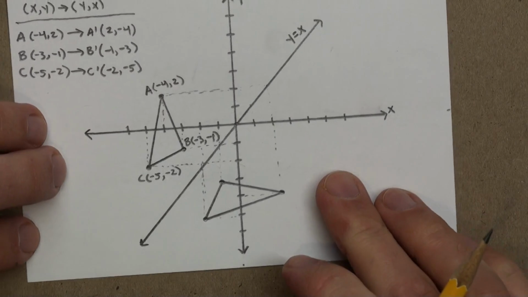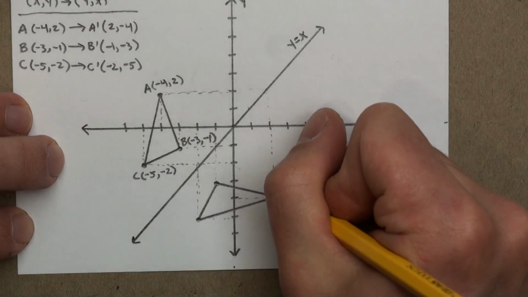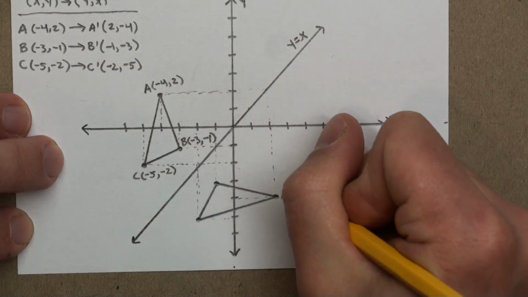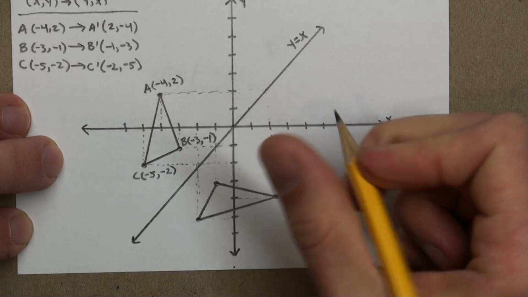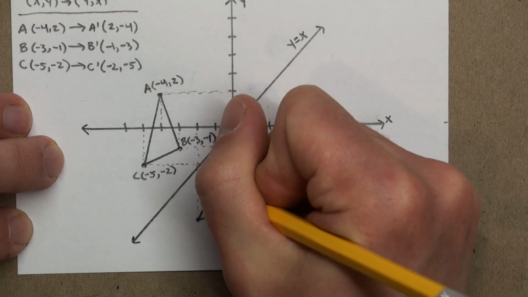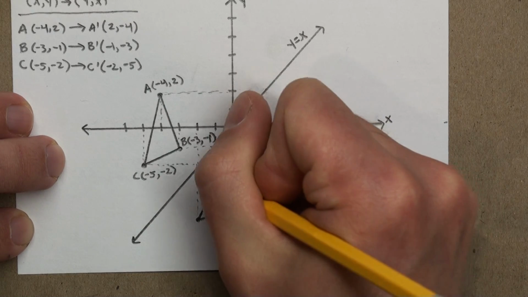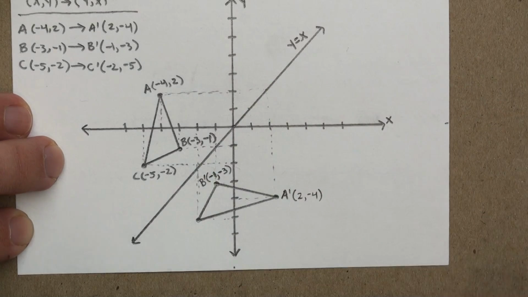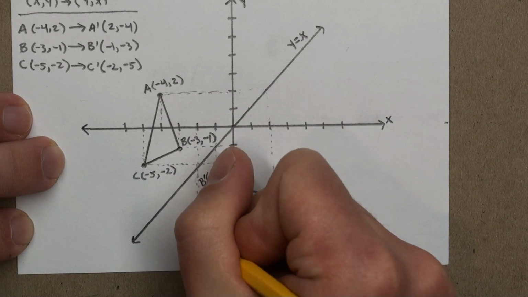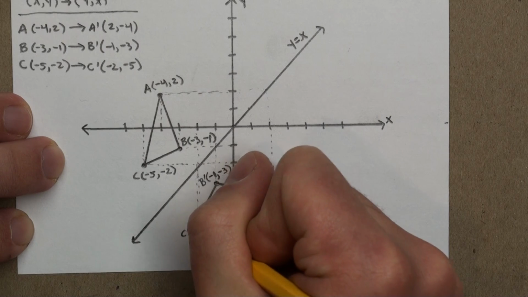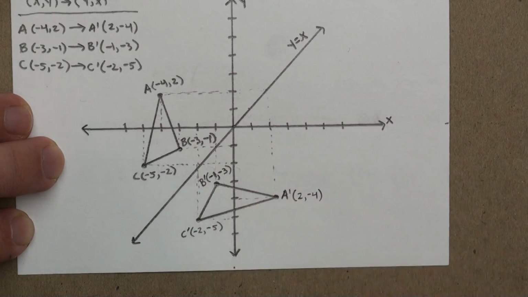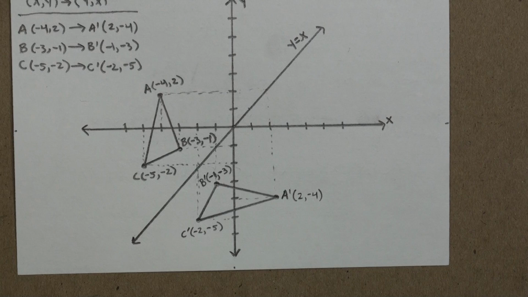So, we have here A prime, which was (2, -4). This one here is B prime, (-1, -3). And then this was C prime, (-2, -5). And that is all you need to know about line reflections. Okay?